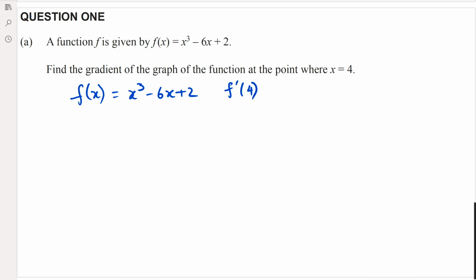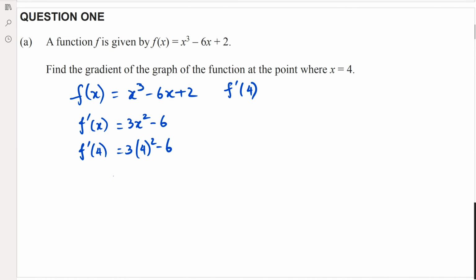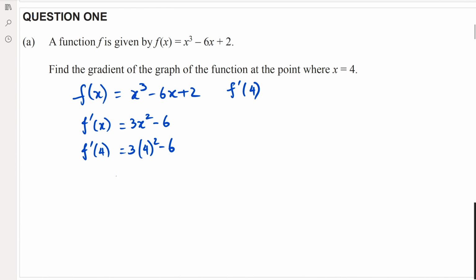So let's differentiate the function. When we differentiate the function, we're going to get 3x squared minus 6. And of course, we're looking for f dash of 4. So what's the gradient when x is equal to 4? So then I've got 3 times 4 squared minus 6. Whoa, what happened there? Sorry about that. We've got 3 times 16 minus 6, that's 48 minus 6, so you've got 42 as the gradient.